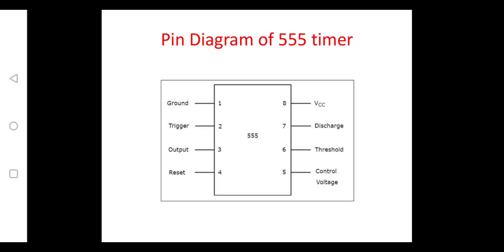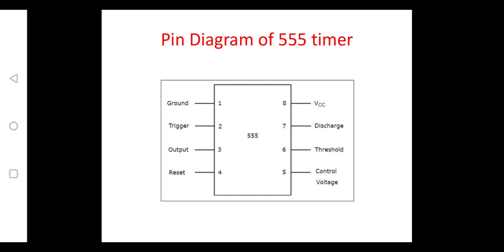The output is low if the voltage at this pin is greater than 2/3 VCC, and similarly, whenever a negative pulse is applied, the comparator will go to the low state. The general meaning of a trigger is that whenever we want to change the state from low to high or high to low, we give an external voltage. That external voltage is called the trigger.